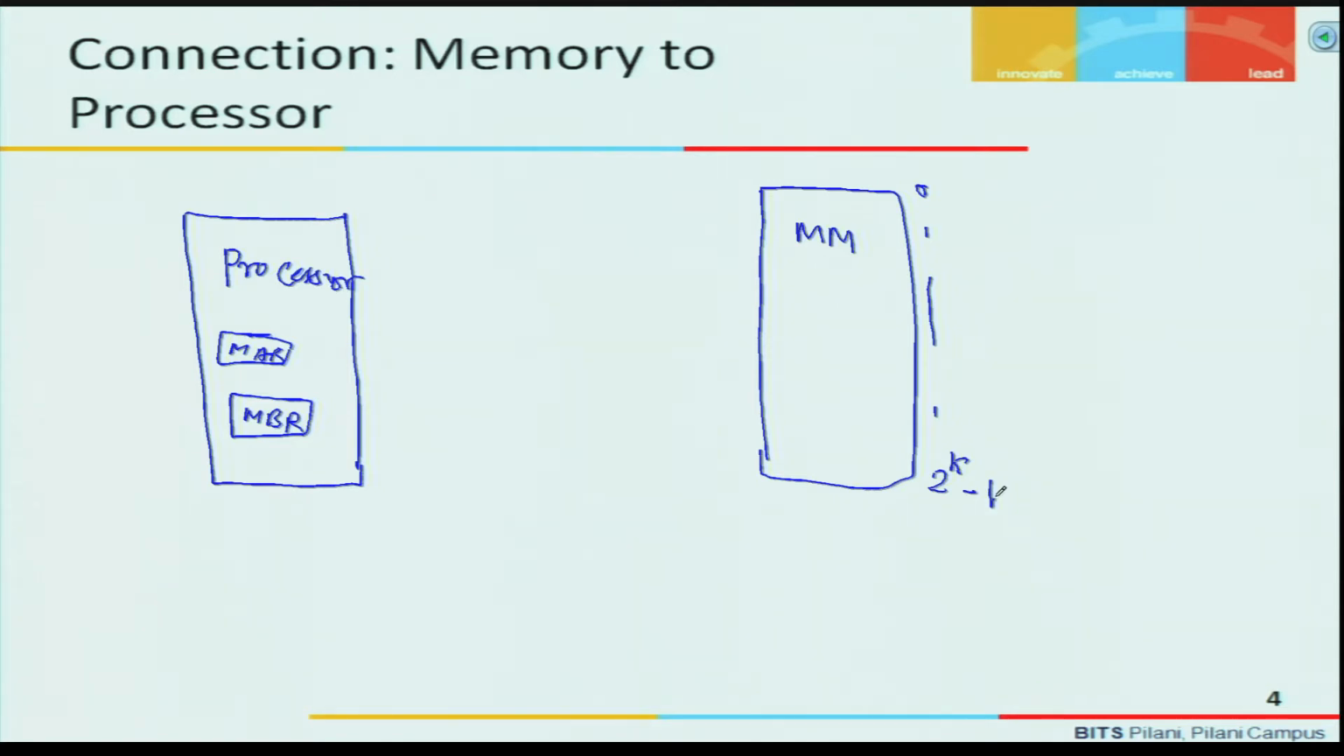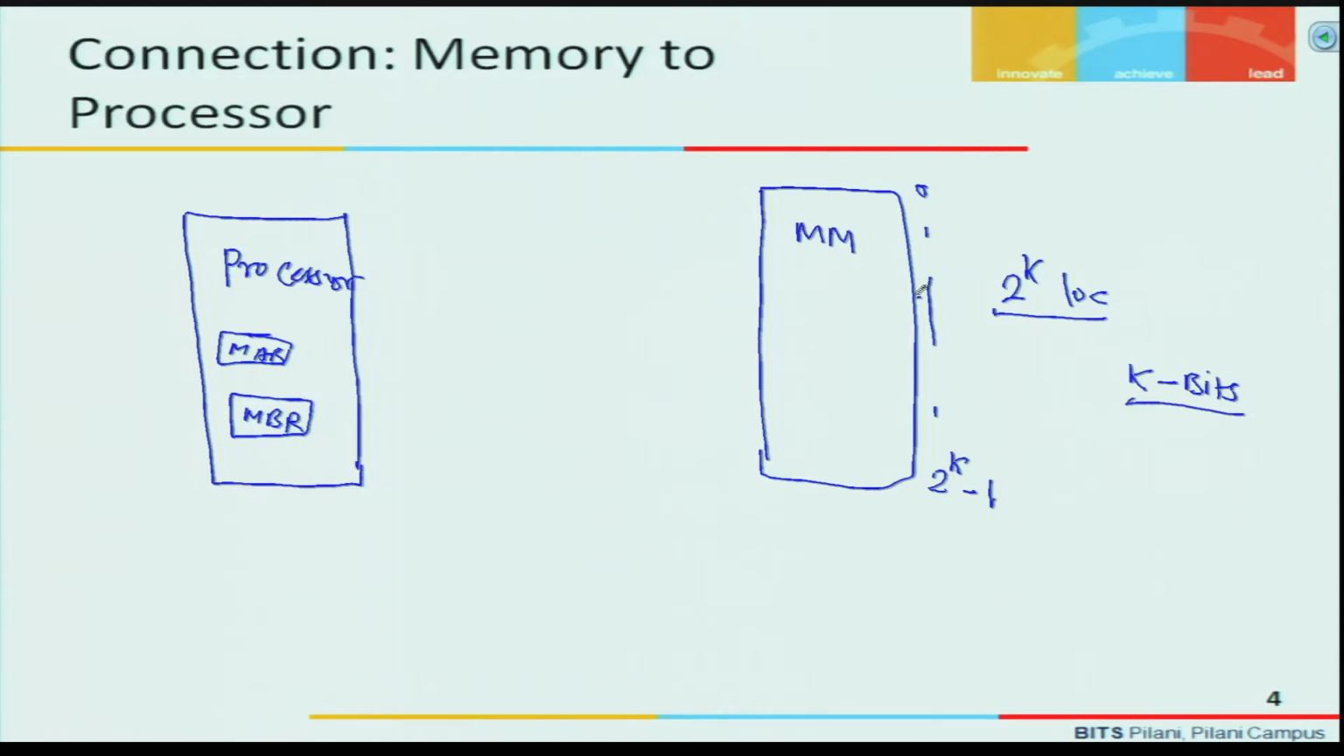Then we know that the processor connects to the main memory. Let me first draw the main memory block. This is main memory, and it has locations starting from 0 to 2 raised to the power k minus 1. So, there are a total of 2 raised to the power k locations, which means the address space is 2 raised to the power k. How many bits are required to address any location in this particular memory? k bits are required. So, the address bits are k bits.